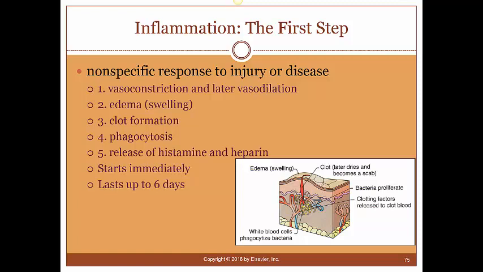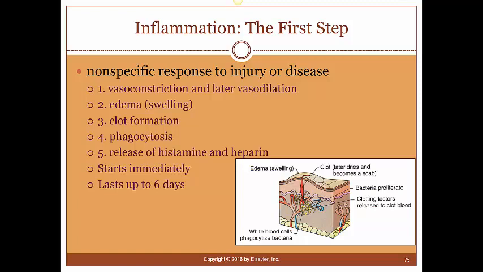Then we get into phagocytosis. So this is getting the white blood cells. So the local neutrophils in the area are going to be activated immediately to start taking care of damaged cells, to take care of bacteria, different things like that. And then lastly, mast cells will migrate into the area shortly afterwards.